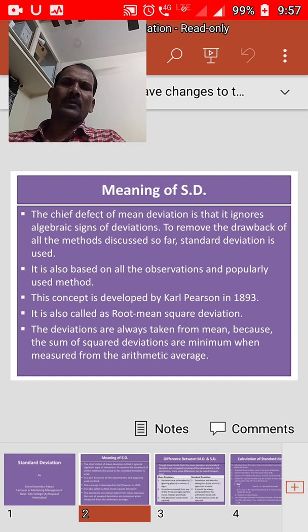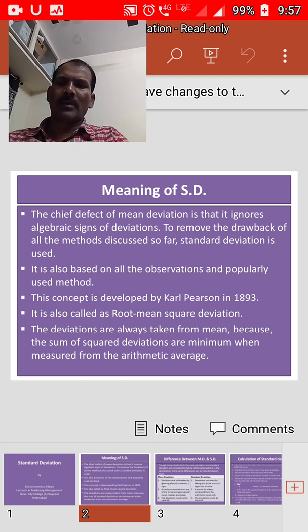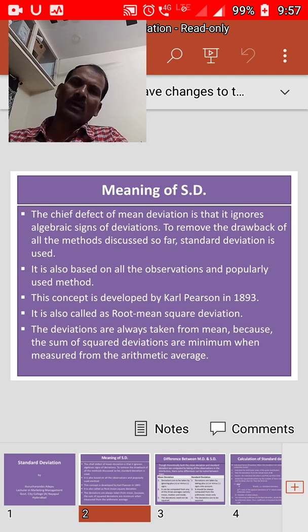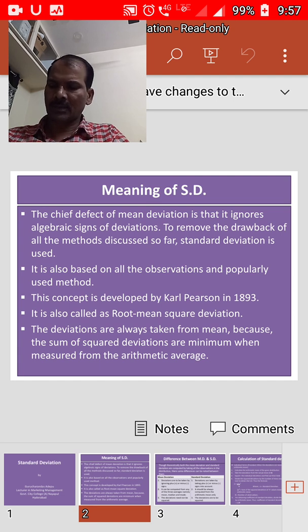The chief defect of mean deviation is that it ignores algebraic signs of deviations. To remove the drawback of all the methods which we have discussed so far, standard deviation is used. Like mean deviation, the calculation of standard deviation is also based on all the observations. It is a popularly used method. Let us discuss its related measures and computational aspects in today's class.